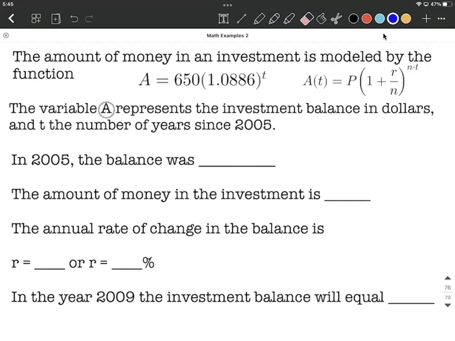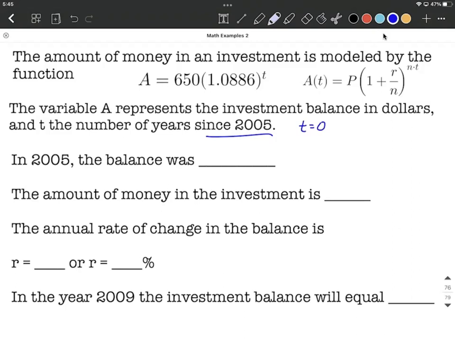All right, A is going to represent the invested balance in dollars. A lot of times we say this is the accumulated amount. And t is the number of years since 2005. So we'll go ahead and make note of that. It's years since 2005. So in 2005, the balance was, fill in the blank. Well, the balance in 2005 was 0 years since 2005. So that's when time is equal to 0. Or another way to think about it is it's the initial investment. It's how much you started with.